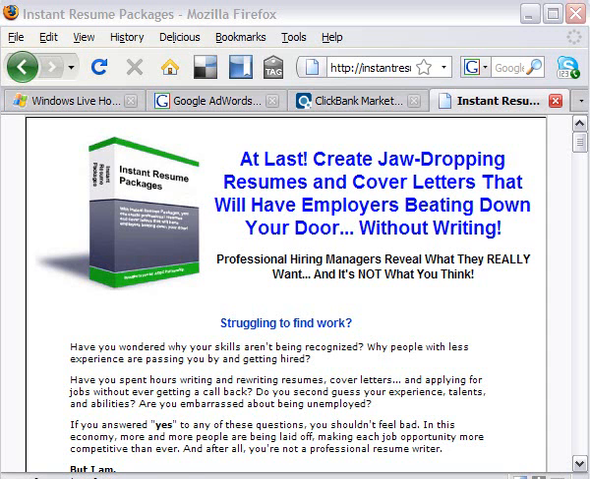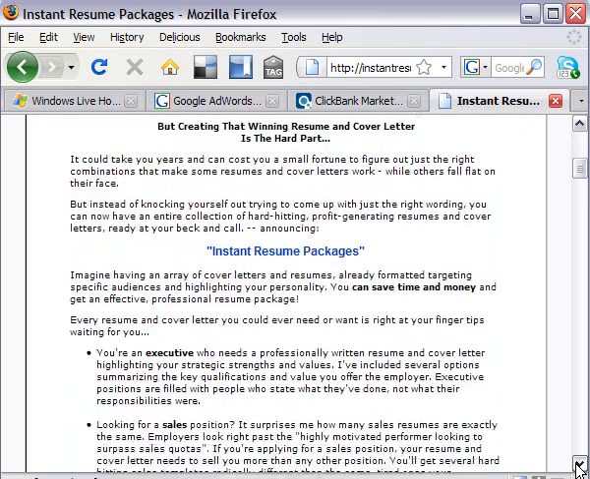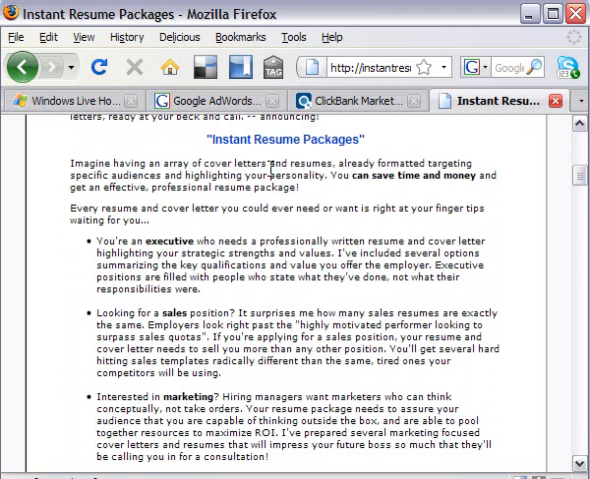As you can see here in the top left, we have a picture of the product. We have a headline and a subheader so that they know what to expect. We have our sales letter here, struggling to find work, playing on a pain point. We introduce the product, instant resume packages, let them know who it would be good for and the value that it provides.